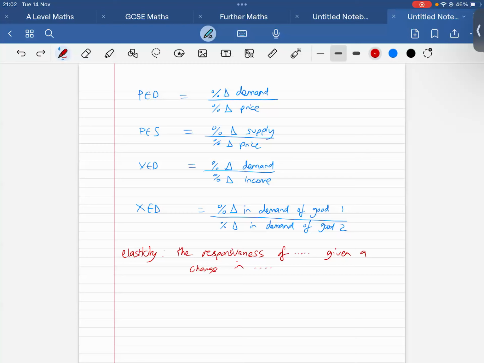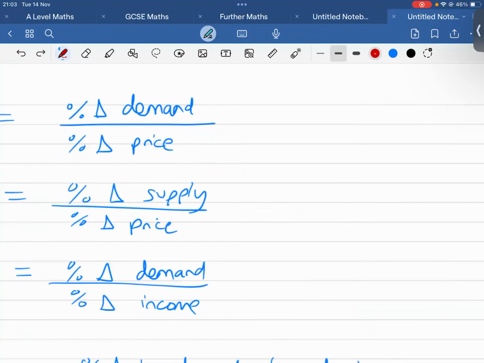It has to be the top one given a change in the bottom one. So for PED, it'll be the responsiveness of demand given a change in price. Yeah, and then so on for the rest. Cool. Let's go into way more detail now. So let's go into PED.